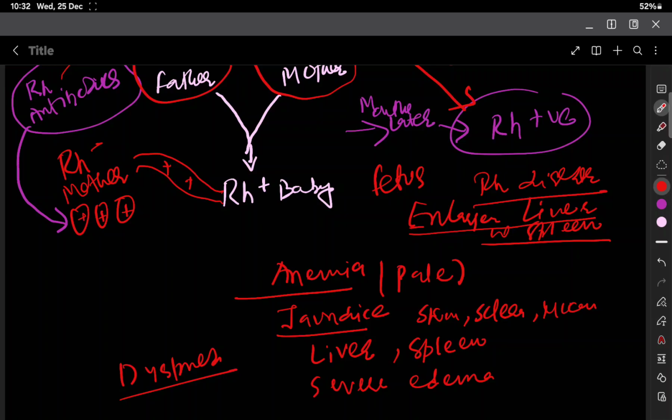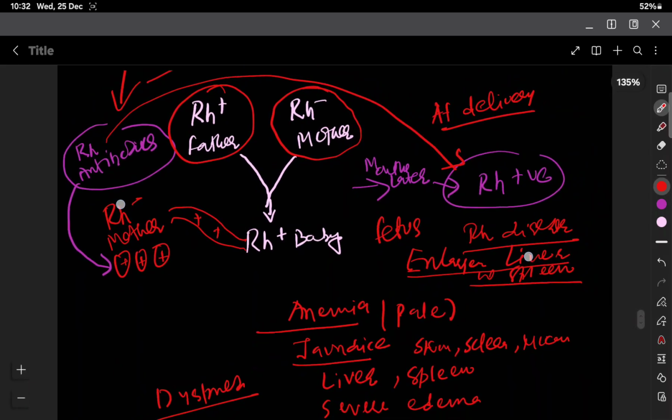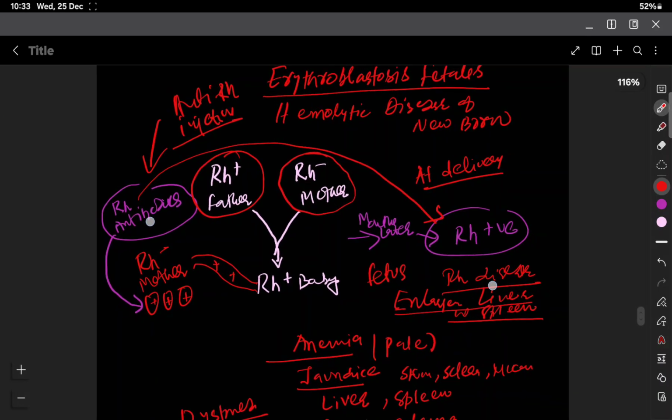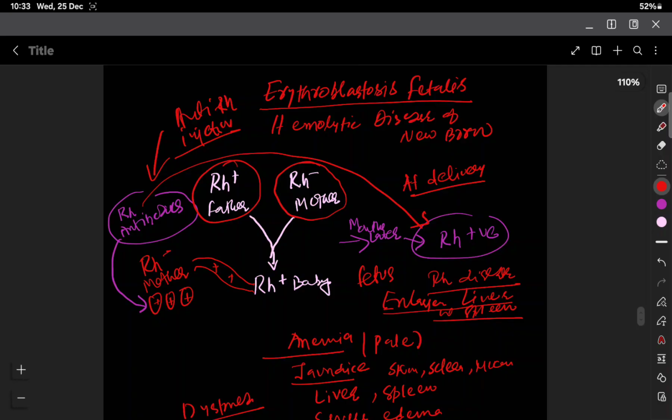So this was all about the blood group system. Once again I will explain, because this is important. Erythroblastosis fetalis is most important in transfusion, and this is one of the questions which may be asked in examinations. Erythroblastosis fetalis is also called the hemolytic disease of the newborn. In this, the mother is Rh negative and the father is Rh positive.